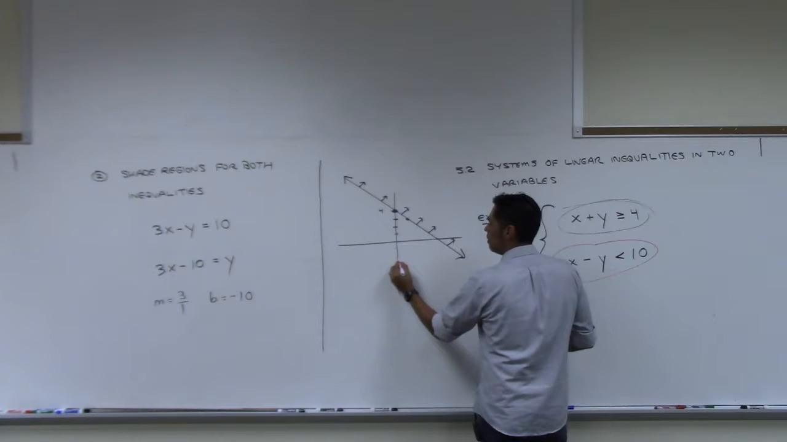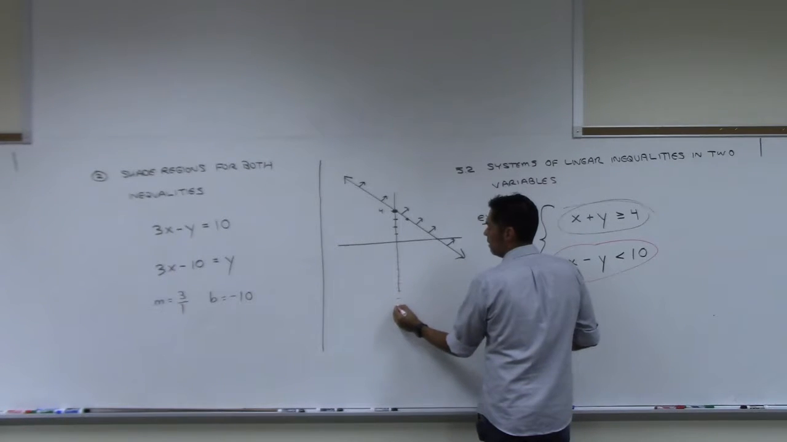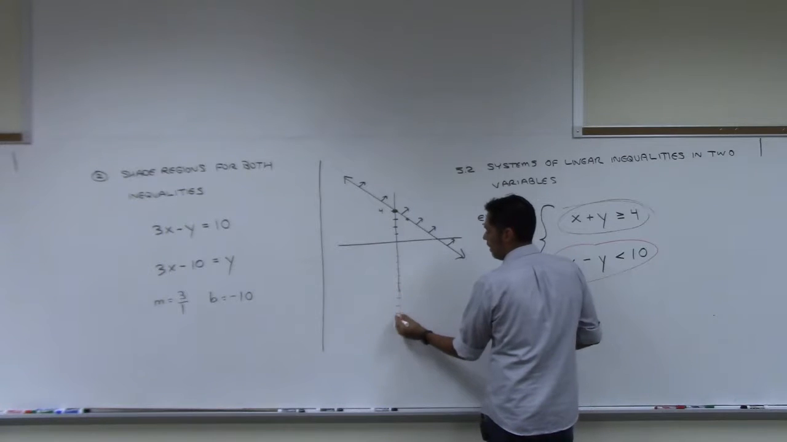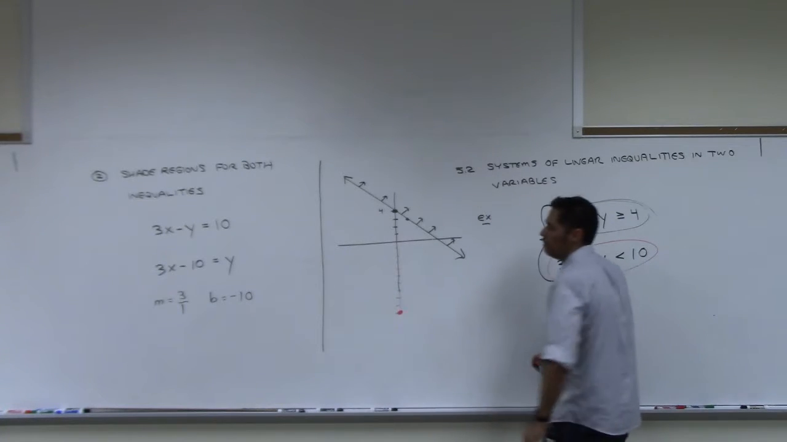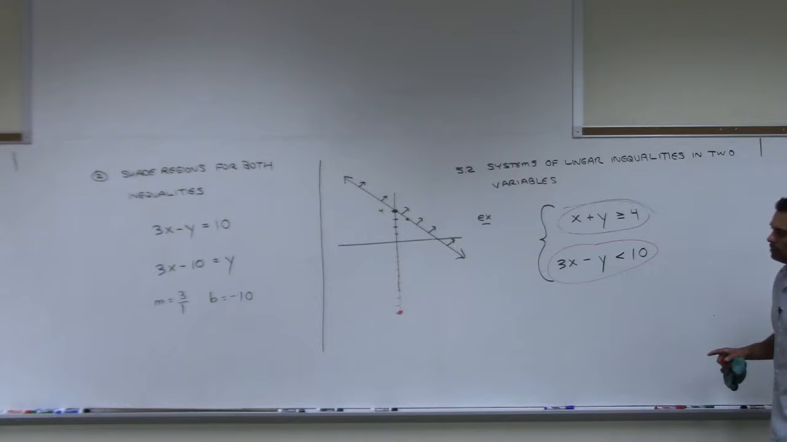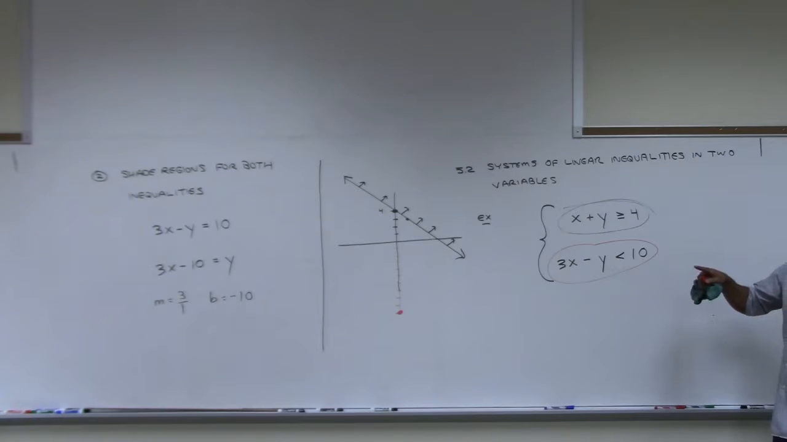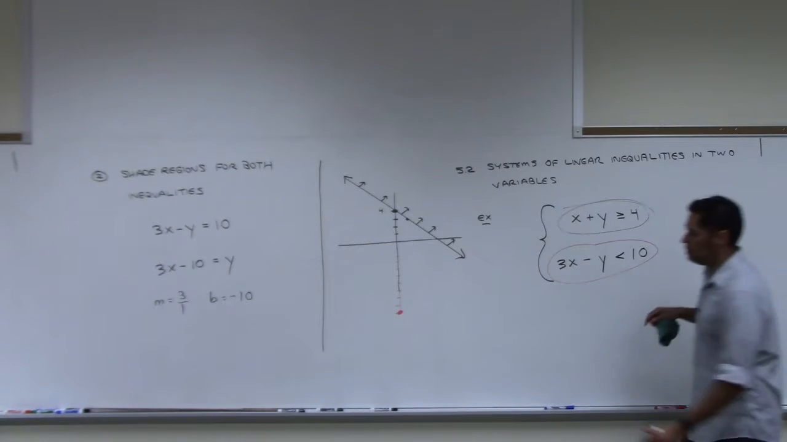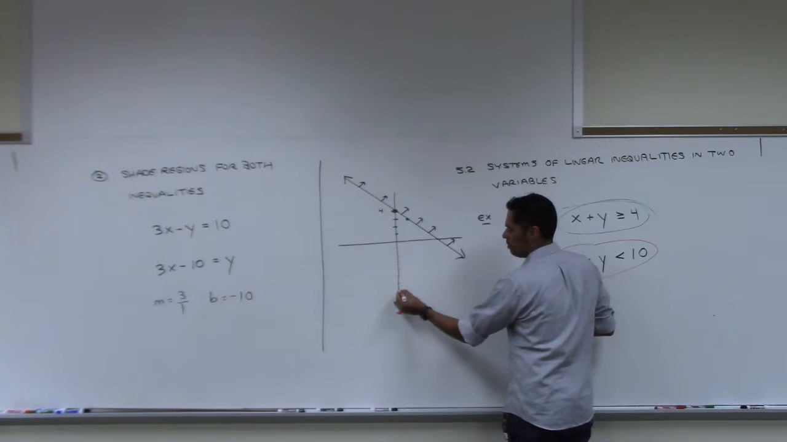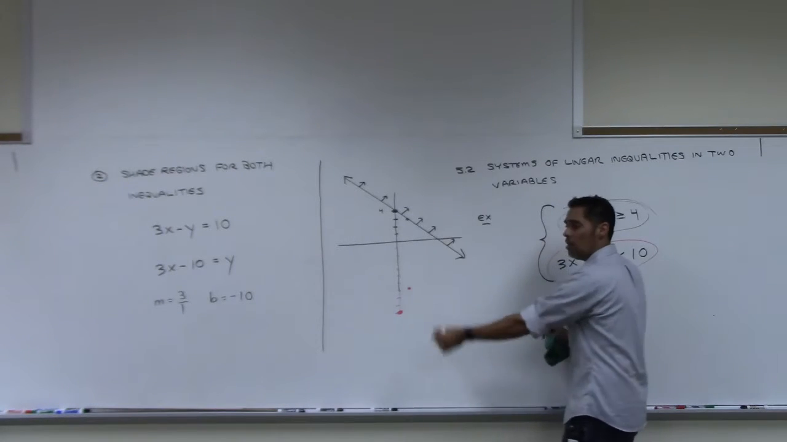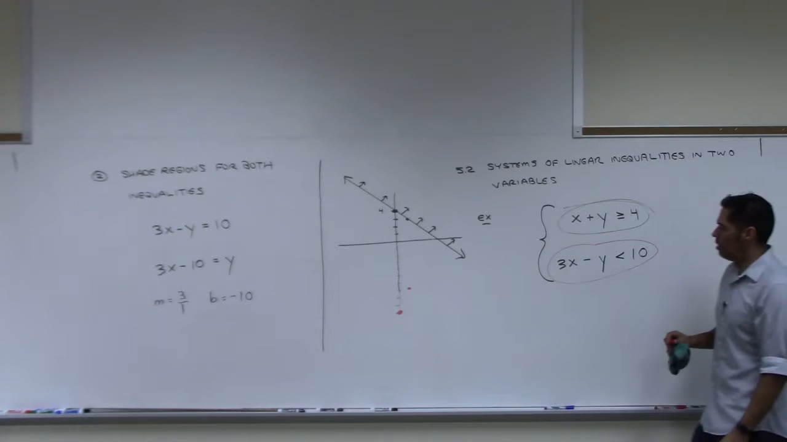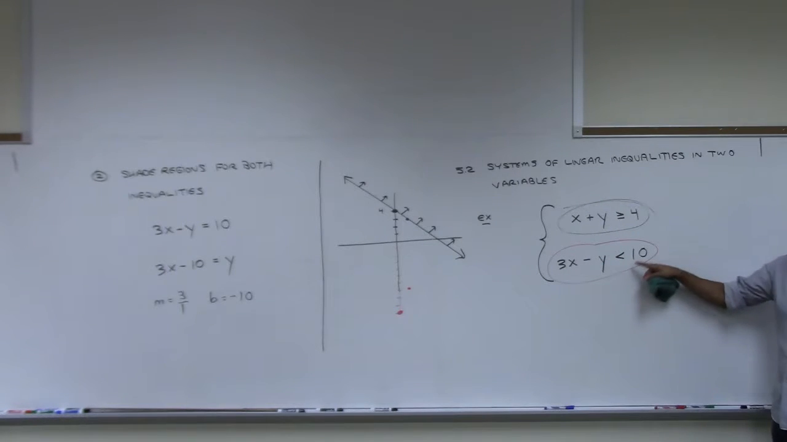1, 2, 3, 4, 5, 6, 7, 8, 9, 10. I'm down here, negative 10. And then from there, I'm going to do what? Up 3, right 1. Up 3, 1, 2, 3, right 1. And then I'm going to draw something, right? What am I going to draw? A dashed line or a dotted line, because it's not the equals.